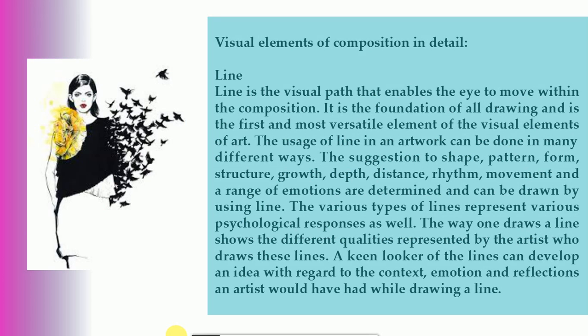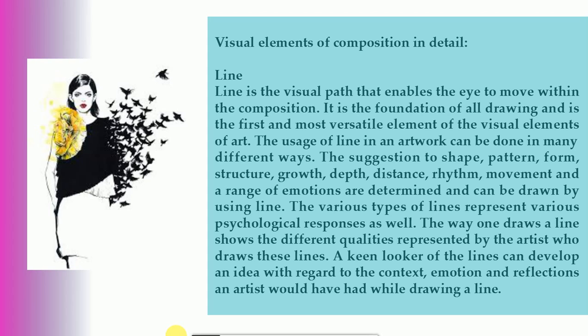Visual elements of composition in detail. Line is the visual path that enables the eye to move within the composition. It is the foundation of all drawing and is the first and most versatile element of the visual elements of art. The usage of line in an artwork can be done in many different ways.